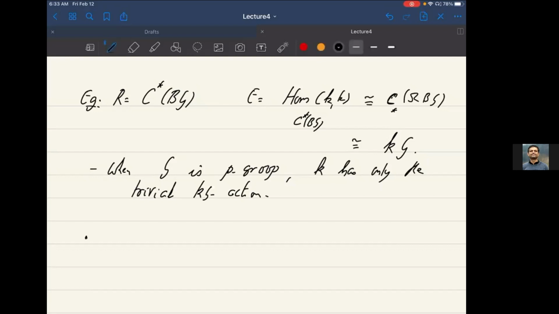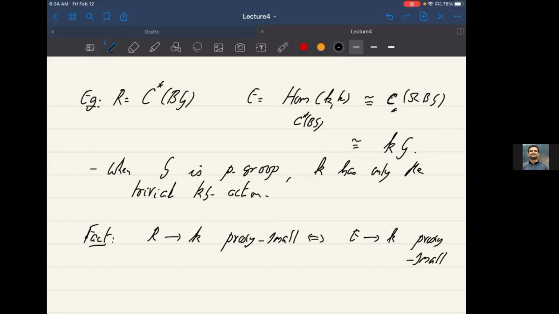So I should also maybe mention two other facts that make it easy to recognize that C star, the cochains on BG, is a Gorenstein algebra. So R to K is proxy small. How do you prove that something is proxy small? Well, in general, it's a bit hard, but this is if and only if E to K is proxy small. So proxy smallness is Morita invariant.